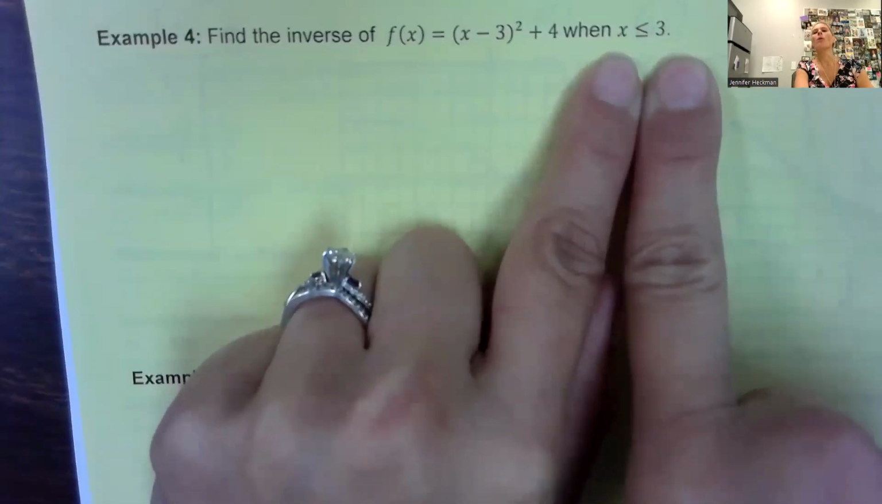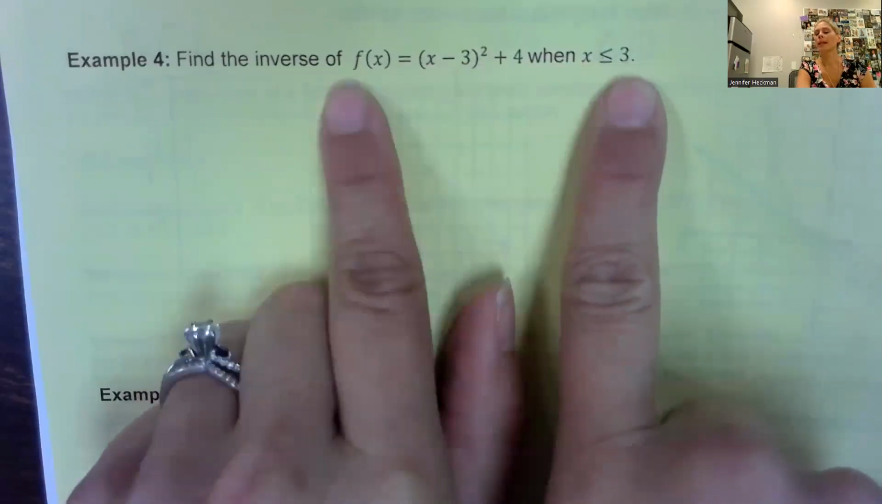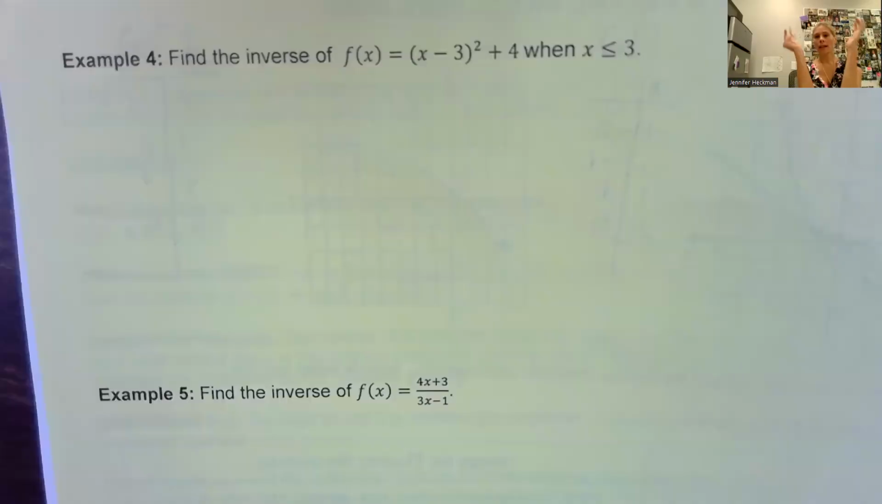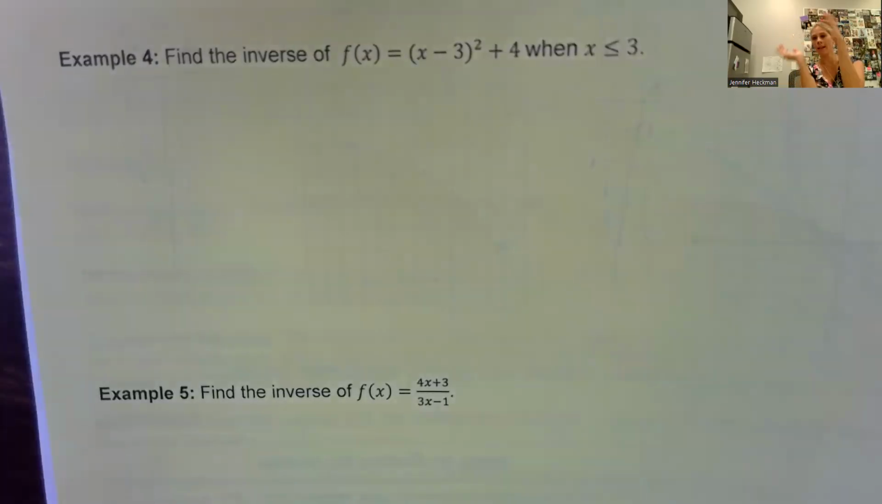Okay. So this one is restricting it because otherwise we wouldn't have a one-to-one function, right? This is a parabola like this. And if we did the inverse, we'd end up like this, and that's not a function either. So what we're doing is we're restricting the domain to x is less than or equal to 3.